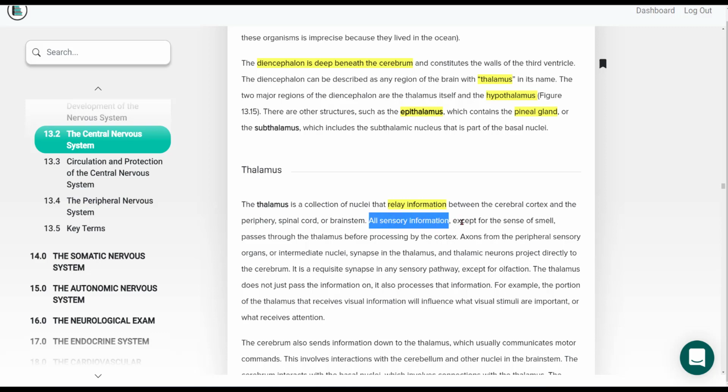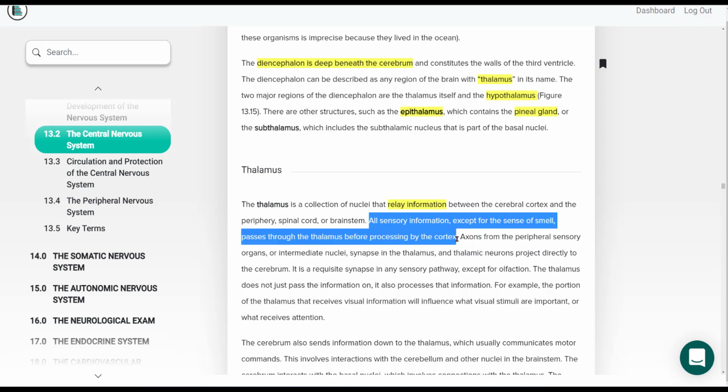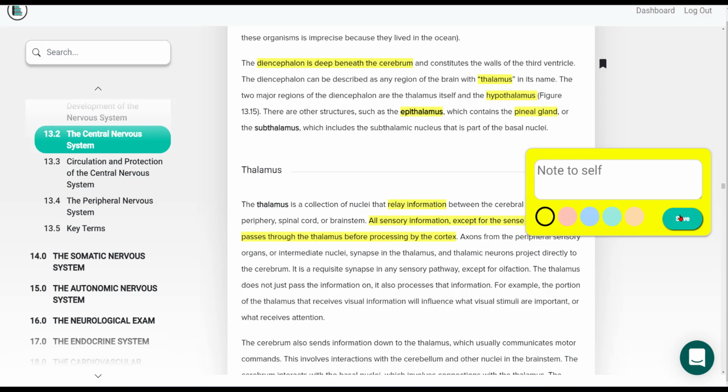All sensory information, except for the sense of smell, passes up through the thalamus before going up to the cortex. Think of the cortex as the voluntary or the conscious part of your brain. If nervous information gets to the cortex, you are aware of it. You are consciously aware of it. There's a lot of information, however, that never gets to your cortex. It is instead being dealt with and processed by your brain stem. So if things don't go all the way up to your cortex, you're not aware of it.